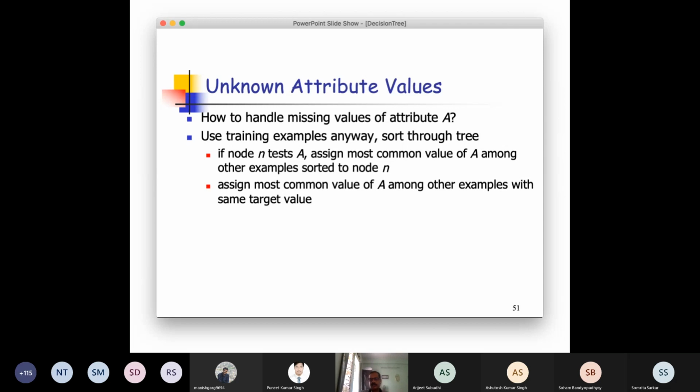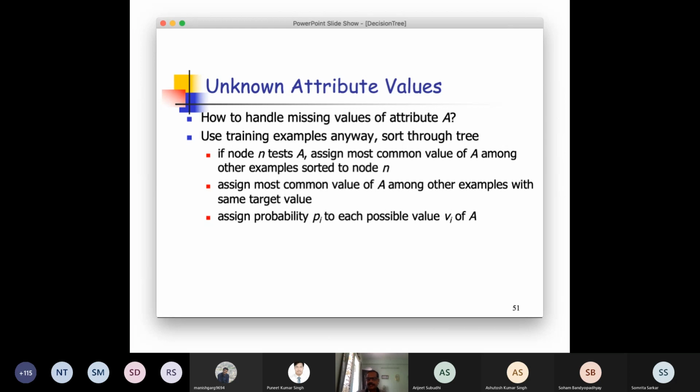The other option is assigning the most common value of A among other examples with the same target value. You can consider two or three classes based on the number of targets. If there are binary levels, there would be two such target values. Now for each class, you separately find the most frequent value of A, and then you assign it. So depending upon the target levels, you are assigning them. This is the second one that I talked about.